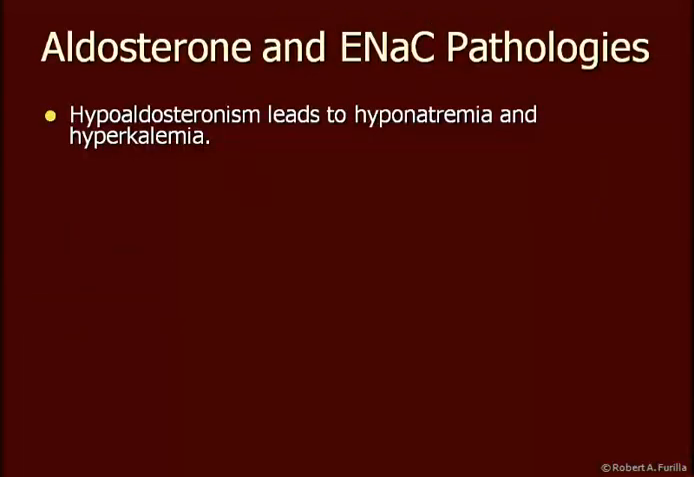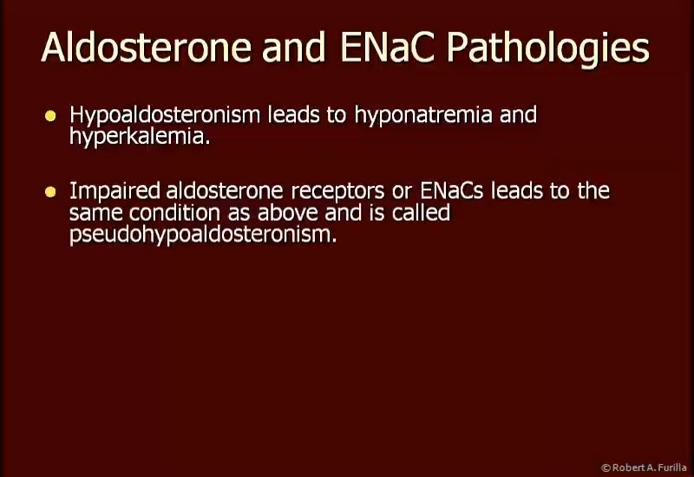Hypoaldosteronism leads to hyponatremia and hyperkalemia. Too much aldosterone leads to too much sodium reabsorption and too much potassium loss. Impaired aldosterone receptors, or epithelial sodium channels, lead to the same condition, but we call it pseudo-hypoaldosteronism. If the aldosterone receptors aren't functioning, then angiotensin II will not stimulate aldosterone release, and if the epithelial sodium channels are malfunctioning, then sodium will not be taken up in large quantities in this portion of the kidney.